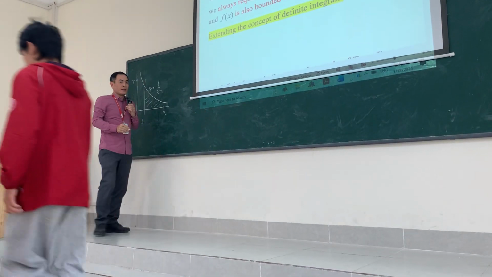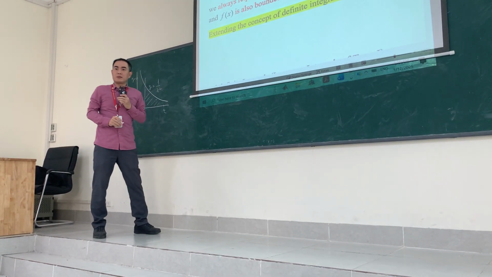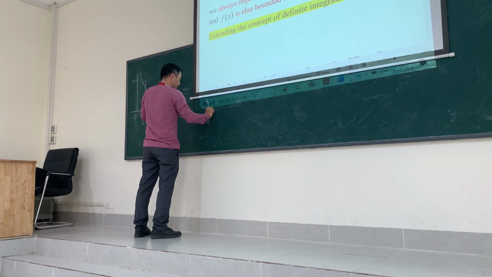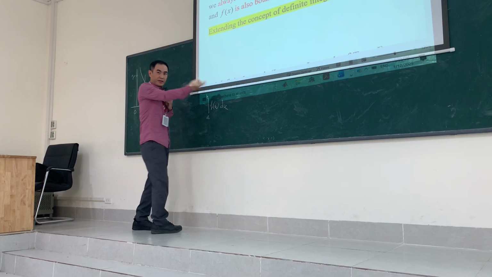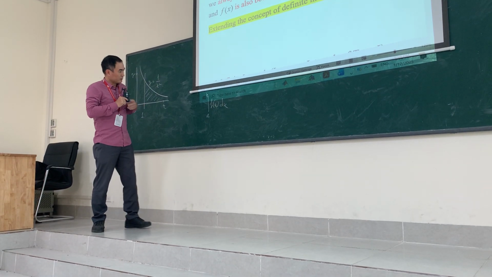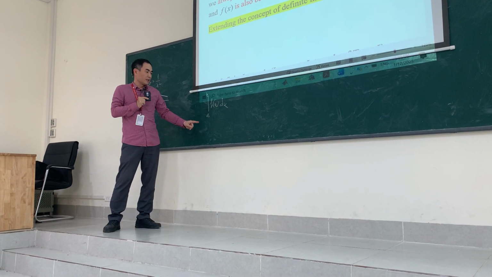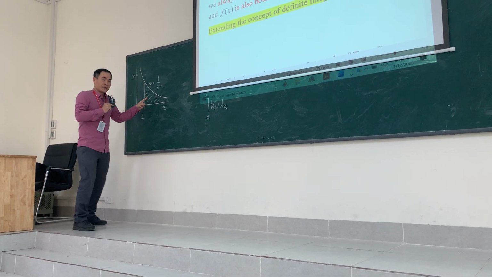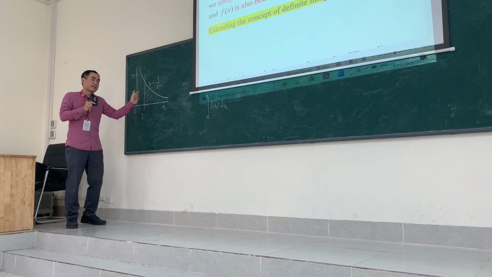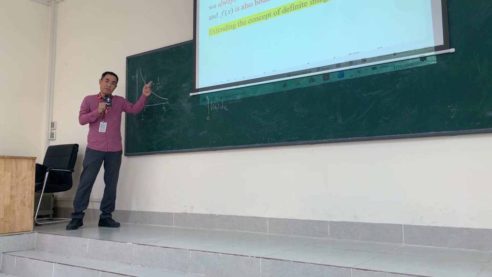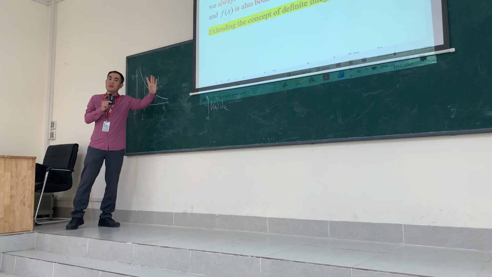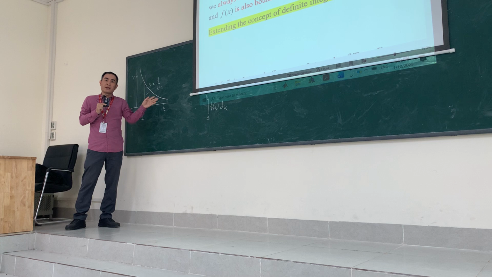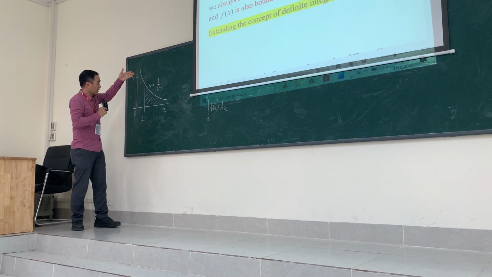Okay, if you want to use the definite integral from a to b, the definite integral requires a and b to be finite. But here we don't know the exact b. It may be that b, in theory, is not finite. So in that case, we cannot use the definite integral to estimate the area under the curve.